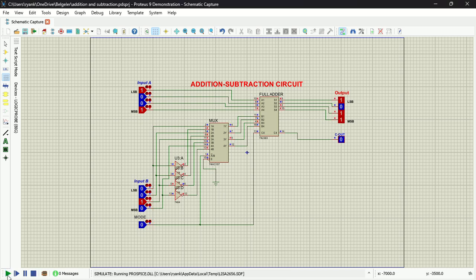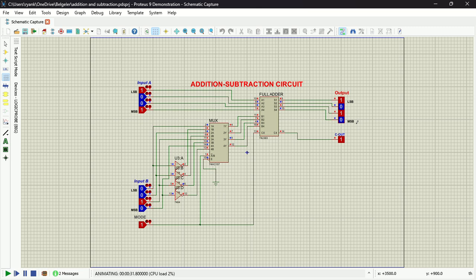So let's run it. And as you can see at our output, we have 1101, which is 13. Also notice that our output carry is going to be equal to 0 in this case. Now let's switch the mode to 1. If I switch the mode to 1, it becomes a subtraction operation. That means now I'm going to have 9 minus 4. As you can see, now I have 0, 1, 0, 1, which is 5, because 9 minus 4 equals 5.